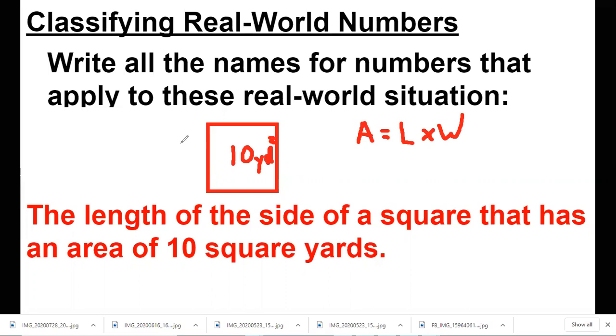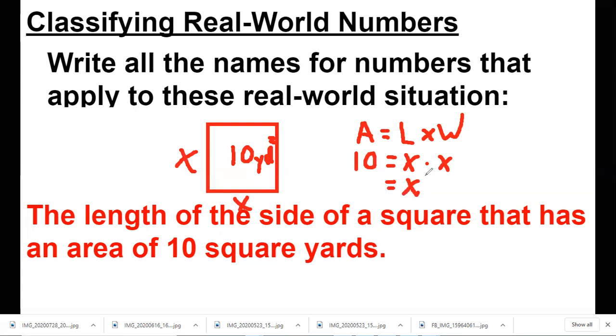Now, the length of the side, we don't know. So we're going to call that X. And we know that because it's a square, both sides are going to be the same length. Okay, because the square has all equal sides. So now we can fill in what we know. We know that the area is 10, and we know that length is X, and width, the dot for times, width is also X. So X times X is really X squared.